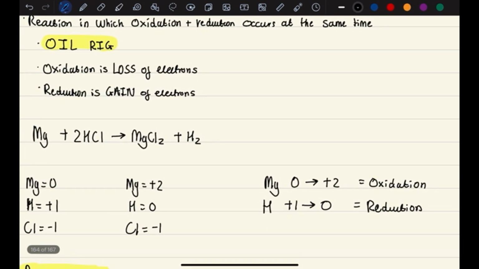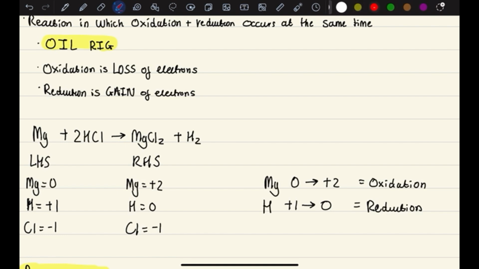You've got magnesium plus hydrochloric acid goes to magnesium chloride plus hydrogen. Think about the rules of your oxidation numbers, and we're just going to apply them here. If we focus on the left-hand side, magnesium is 0, the hydrogen is +1 and the chlorine is -1. We've got that from the ionic charges. Now if you look at the right-hand side, again think about the ionic charges, and the element that's on its own. Magnesium now is +2, hydrogen is 0, chlorine is -1.